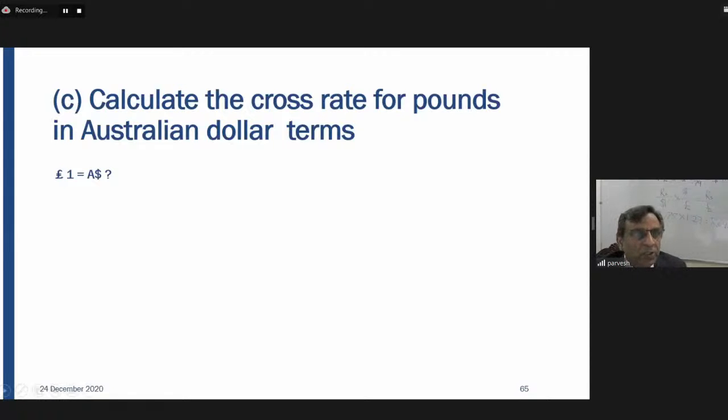Calculate the cross rate for pounds in Australian dollar terms. So here we are trying to calculate the price of pound in Australian dollar terms. So this guy is an Australian, and he wants to buy pounds. So he's traveling to, say, England, and he would like to know what is the price of 1 pound in terms of dollars when he goes there. If you look at this quotation, it is given as 1 Australian dollar is equal to so many US dollars. So this is an Australian dollar buying rate, which is an American quote.